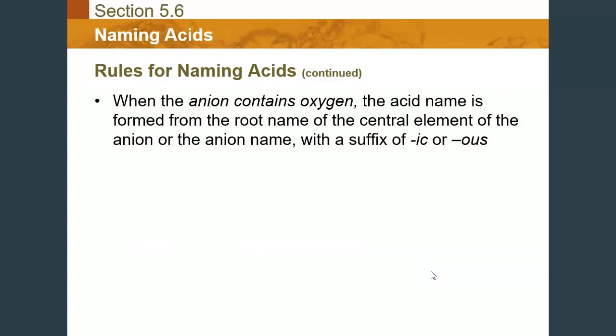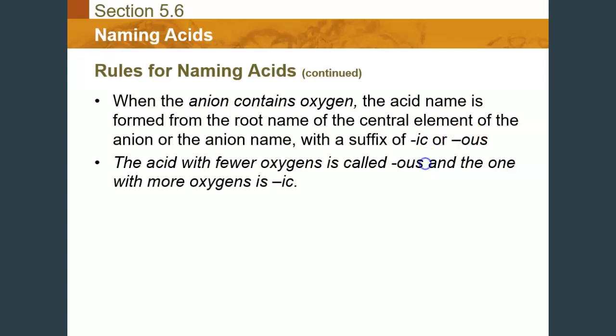When the anion contains oxygen, it's going to contain a polyatomic ion. You have to look at the ending of the polyatomic ion in order to figure out how to name it. And this is why I like to cover the stock system before I cover naming acids, because you follow the exact same pattern. It's going to become either IC or OUS, just like iron became ferric or ferrous. Just like with the stock system, the one that had the lower oxidation state was OUS, the one with the higher oxidation state was IC. The acid with fewer oxygens is called OUS.